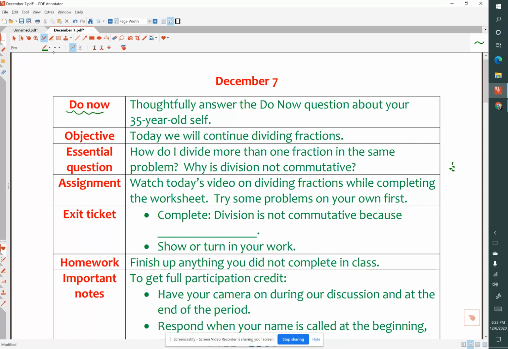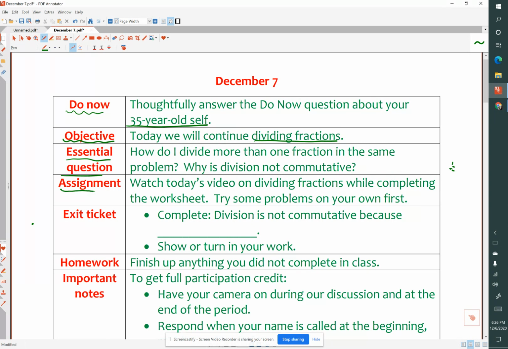And our Do Now today asks us to thoughtfully answer a question about our future self, in fact, our 35-year-old self. So I want you guys to think about that and be thoughtful about that. Our objective is to continue dividing fractions. Our essential question is how do I divide more than one fraction in the same problem? And we're also going to ask at the same time, why is division not commutative?